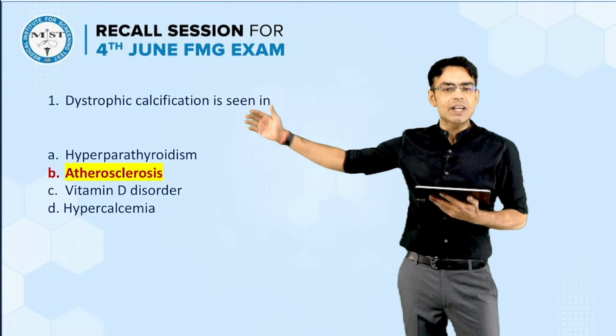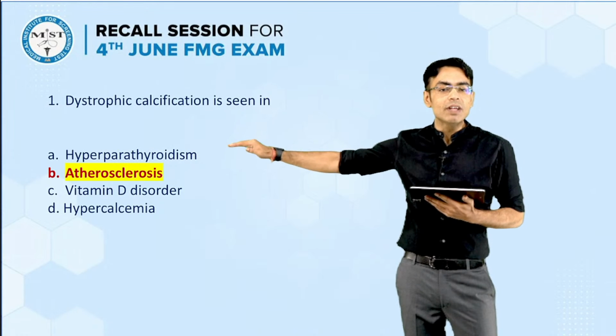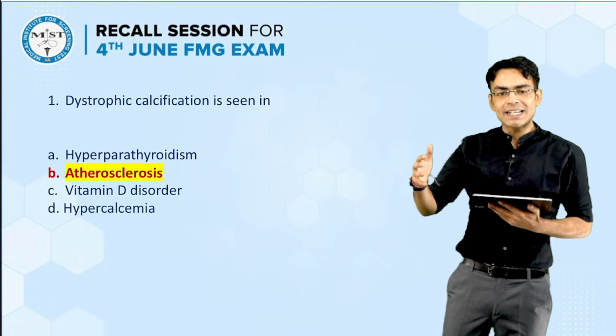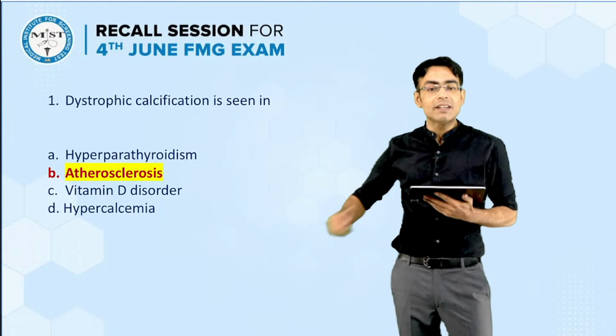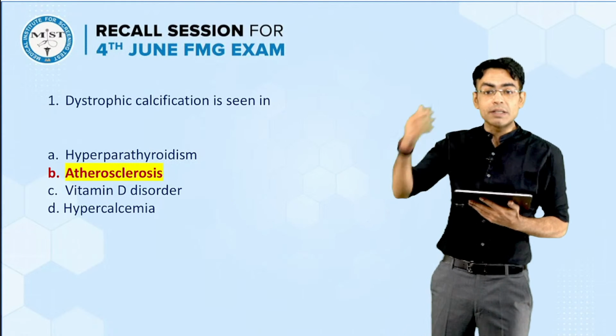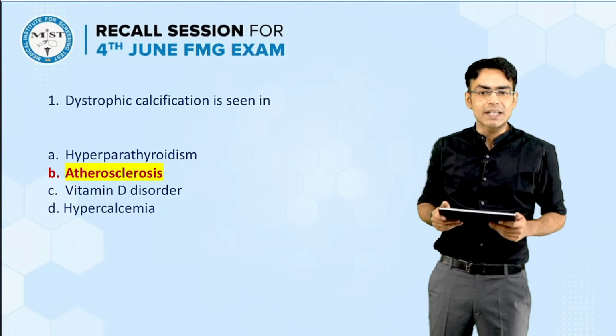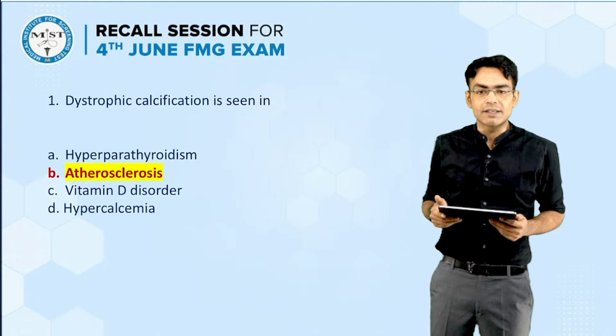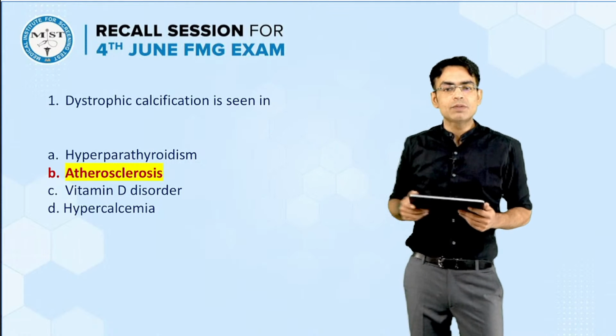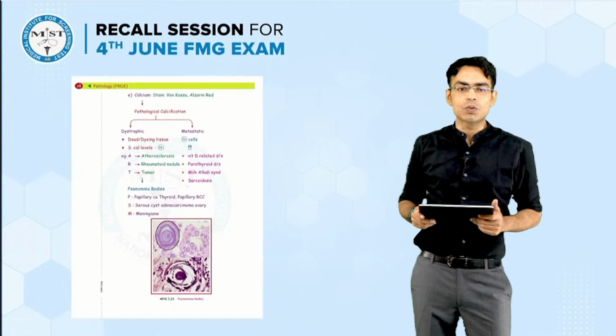So for dystrophic calcification, obviously hyperparathyroidism would be giving you metastatic calcification. Hypercalcemia again is a feature of metastatic calcification because the serum calcium levels would be high over there. And vitamin D related disorders will also be giving you metastatic calcification, not dystrophic calcification. So the correct answer for this question would be B, atherosclerosis.